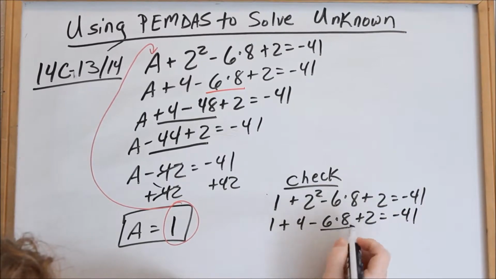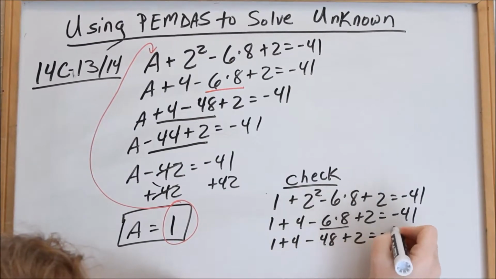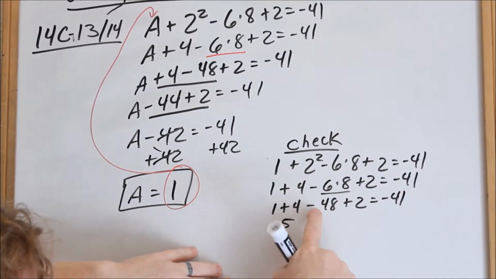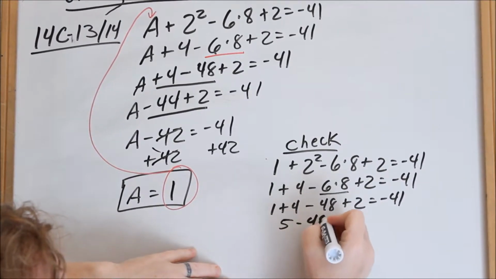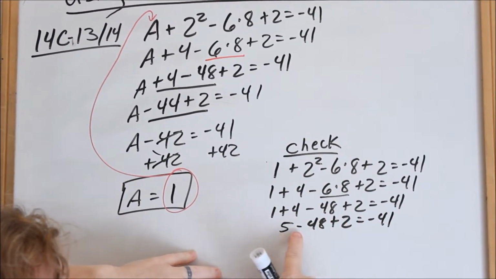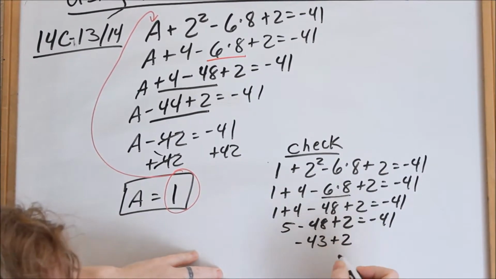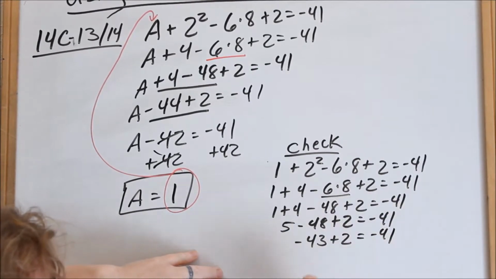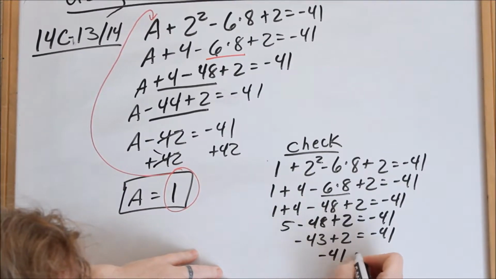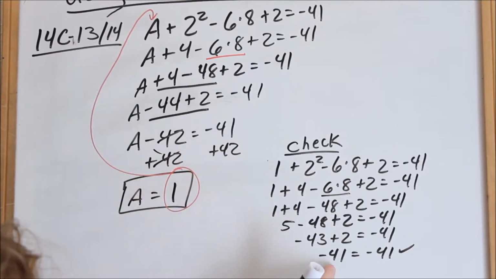Then PEMDAS says do multiplication next. 1 plus 4, where I said that was a minus 48. Now PEMDAS says do everything from left to right. 1 plus 4, 5, because addition and subtraction you do from left to right. Minus 48, I'm going to do this one step at a time so you can watch me. 5 minus 48, I have 5, I owe 48, then I'm still going to owe 43. Watch your signs. I owe 43, someone gives me 2. I'm going to still owe 41, and it checks. So if your solution is correct, then this should check.